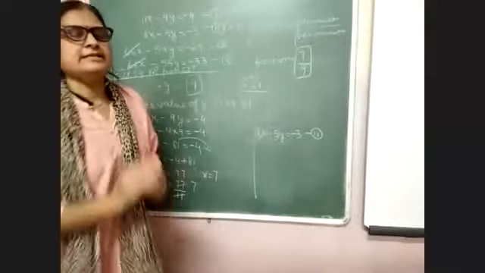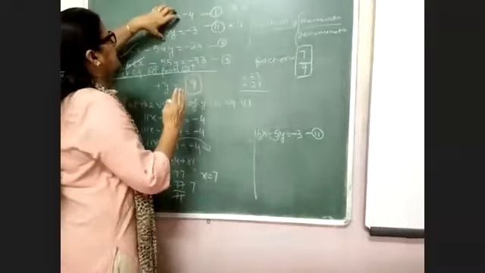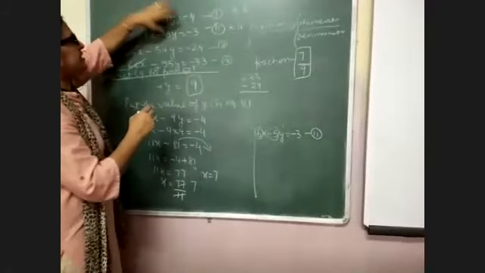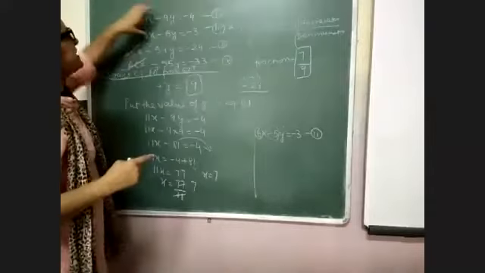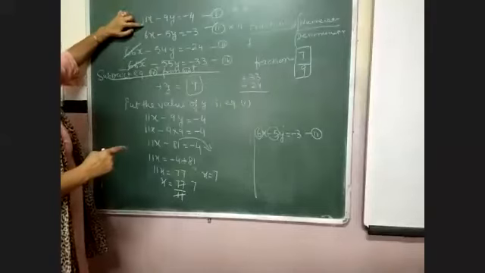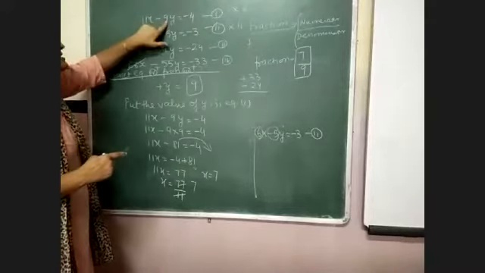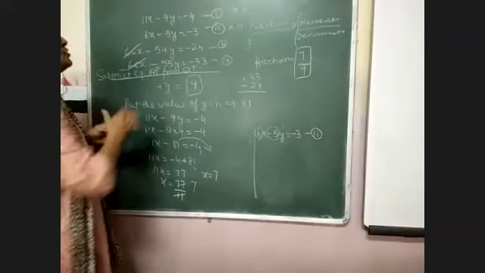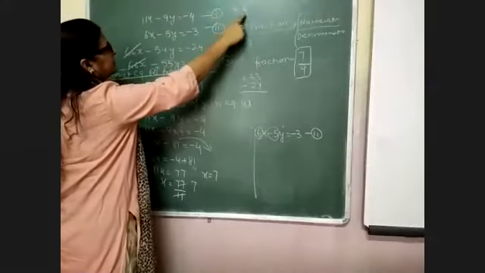So what is the elimination method? You have to find the equal variables, equal coefficient also. The coefficient of x is 11 here, and here the coefficient of x is 6. Here it is minus 9 and minus 5. Both are not equal. So to make them equal, I have to multiply equation 1 by 6.